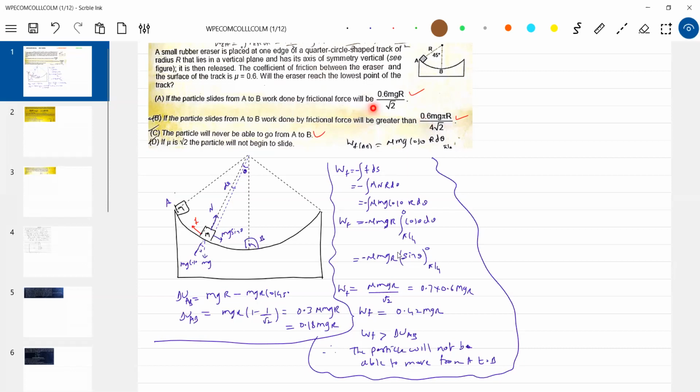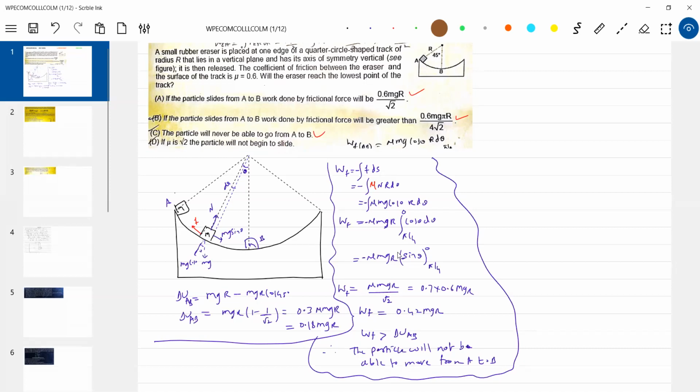This is a nice problem. I think it already came once in a weekend exam. What to do with this last option? If mu is root 2, the particle will not begin to slide. Check here, tan theta should be greater than mu, no? At this particular point, tan 45, if mu is root 2, what will happen? It will not slide. I think it's a correct statement.